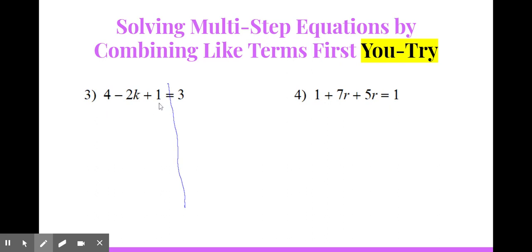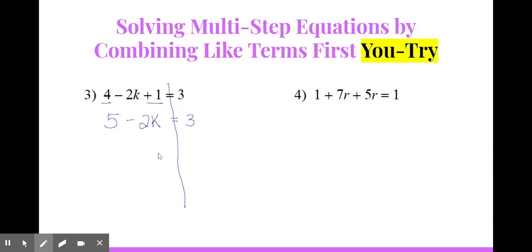On the left-hand side, that side looks pretty big, so there's a pair of like terms that I can combine over here. Let's start with the 4. What can I combine with the 4? I can combine positive 1. They're both constants. 4 plus 1 gives me 5. The next term I see is this negative 2k. There's nothing that goes with the negative 2k because nothing else has a k attached to it. So I just bring it down. Equals 3.